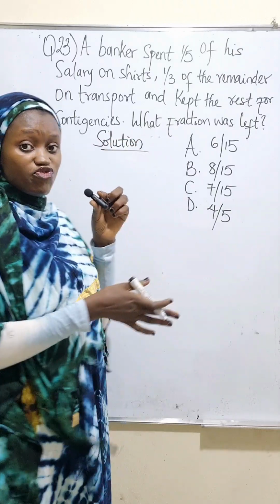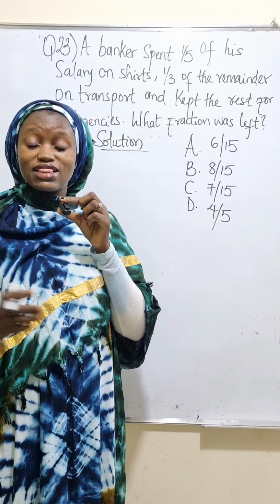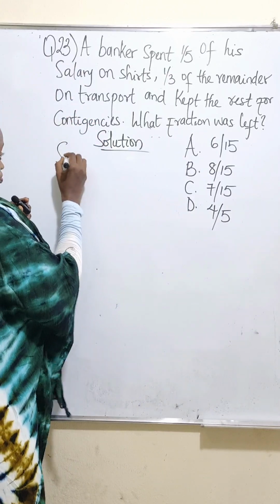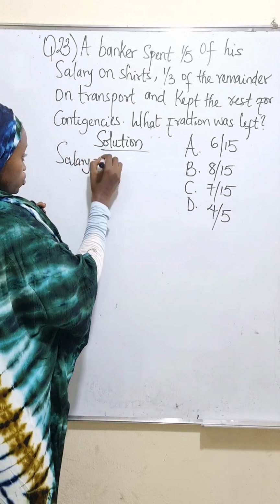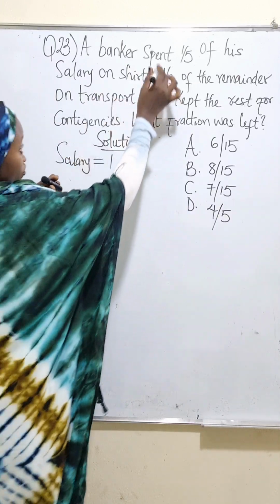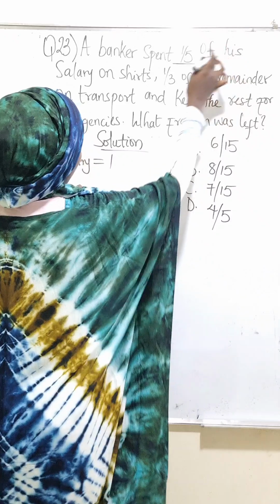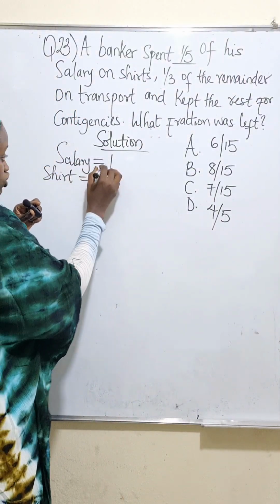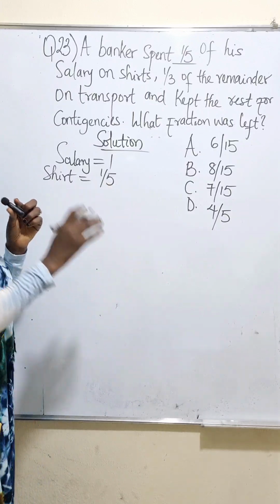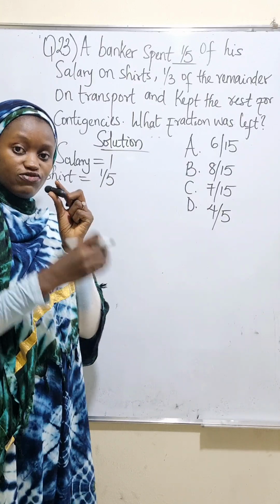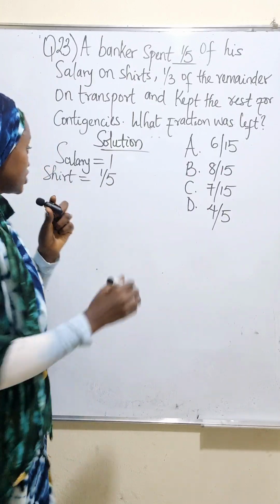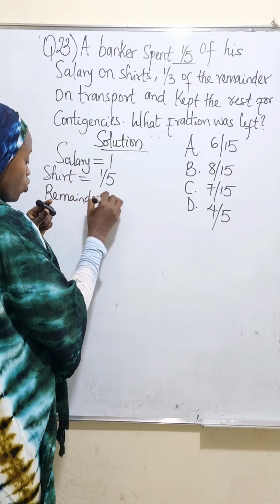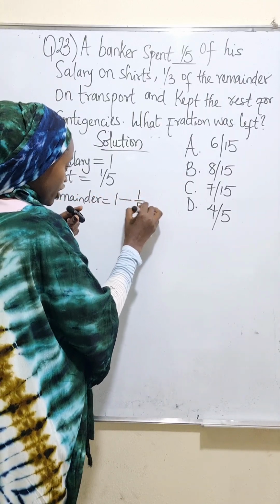Since we are dealing with fractions, we are going to assume that his total salary is 1 whole. So his salary is equal to 1. Now, to begin with the first statement, he spent 1 over 5 of his salary on shirts. So on shirts, he spent 1 over 5. Now, let's find out, after spending 1 over 5 on shirts, how much he has left. So the remainder would be 1 minus 1 over 5.